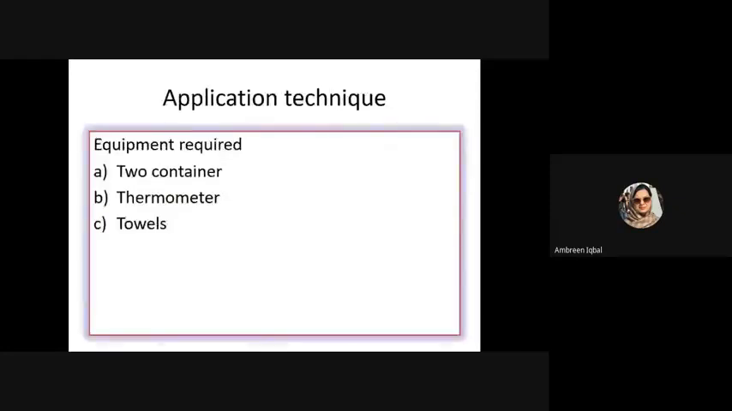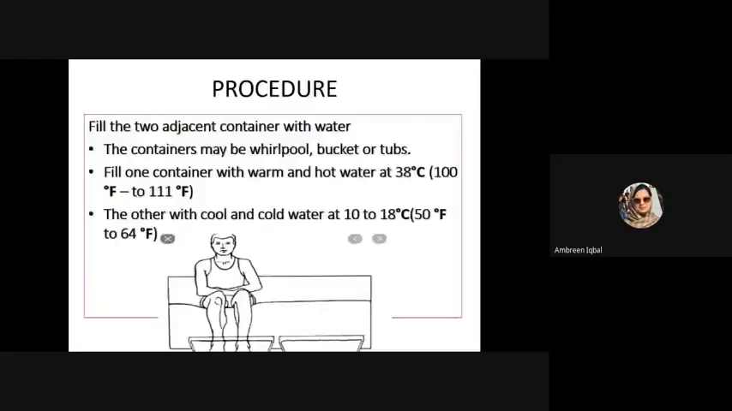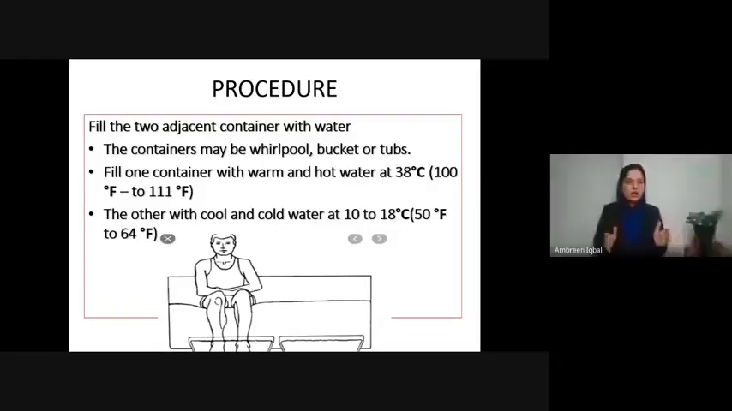Coming towards the application techniques. For discussing the application technique, we must have the equipment that will help us perform this contrast bath. Basically, we need two containers, a thermometer and a towel. Two containers, one for hot water and the other for cold water. You have to place these two containers adjacently, and these containers can be a basin, a bucket, or a tap. Anything you have, you can use it.